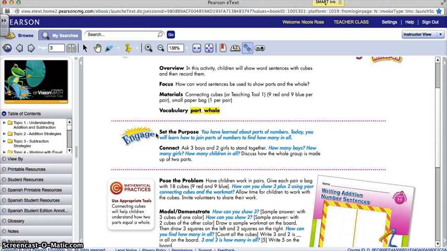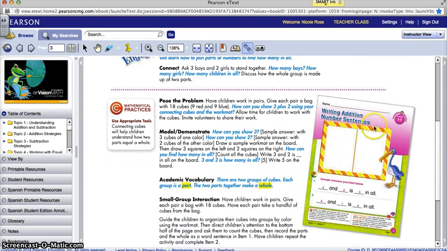This is where you'll set the purpose for the lesson, and I cannot stress how important this part of the lesson is. This is when you really get to gauge what your students already know and where to take it from there. So this blue part of the lesson is kind of scripted for you. So if you read this to the students, it gives you places to ask questions and where to take it from there.